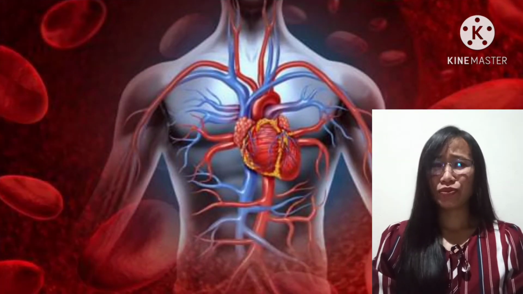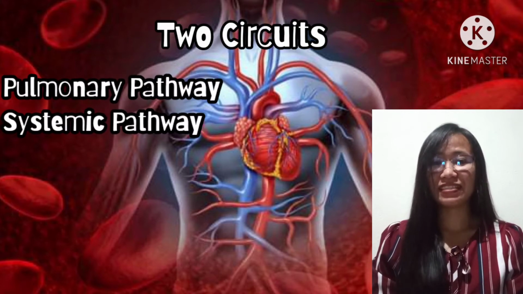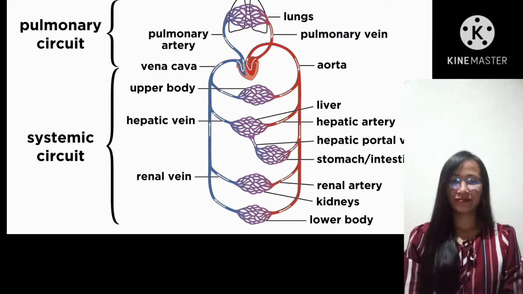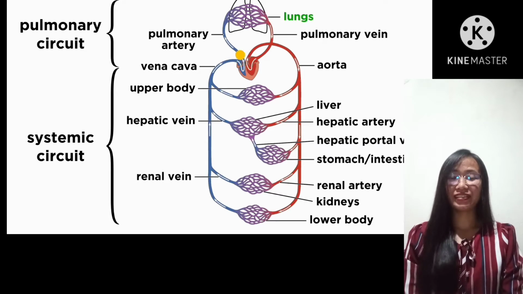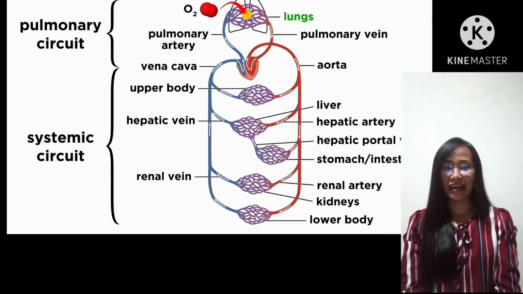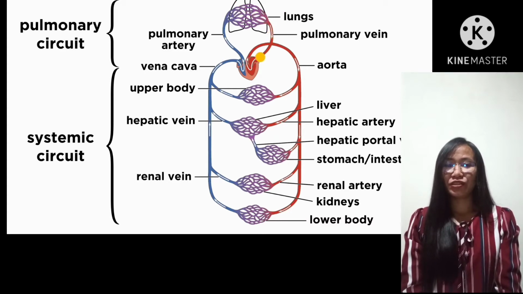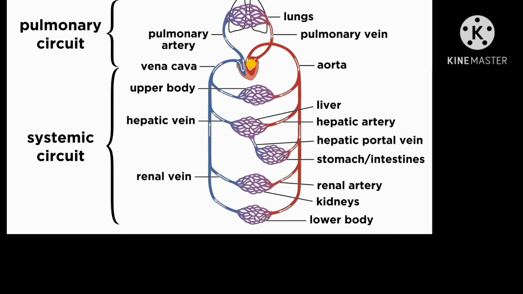Well, what are the two circuits of the heart? Yes, these are the pulmonary and the systemic pathways. The blood enters the right side of the heart and is sent to the lungs, where it becomes oxygenated. The oxygen we breathe in from the air around us diffuses through the lungs and enters the bloodstream to find hemoglobin. Then it returns to the left side of the heart to complete the pulmonary circuit.